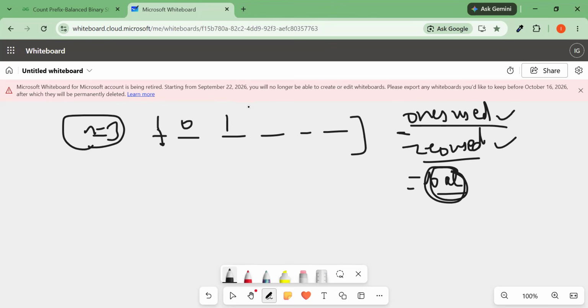Consider we have the string 101. Till this point, what is the balance? 2 ones you have used, 1 zero you have used, so balance is 1. This is fine.